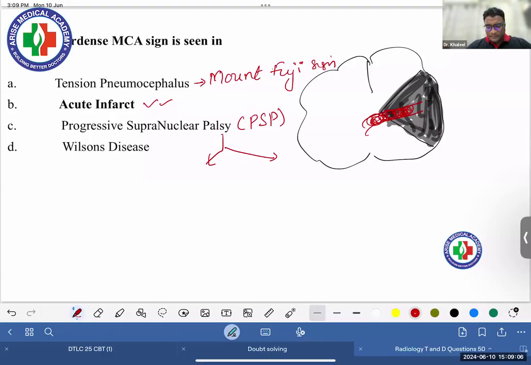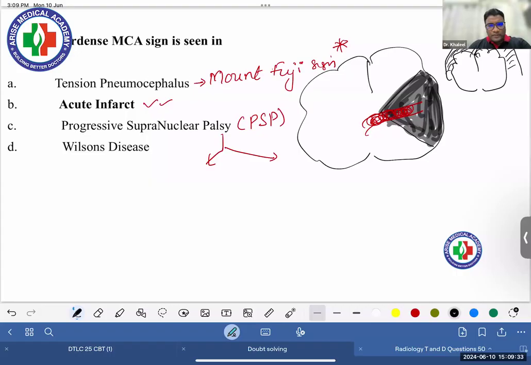Do you remember anything about progressive supranuclear palsy? Mount Fuji sign, I have given you the image in your neuroradiology classes also, right? Mount Fuji has been asked in this exam and in the INI-CET exam, and I have given you that classic image where the air comes in front of the frontal lobes, right? I have taught you that in your neuroradiology classes. You see that black air in front of the frontal lobe. That is how you have your Mount Fuji sign. That is tension pneumocephalus. I've given you those images.